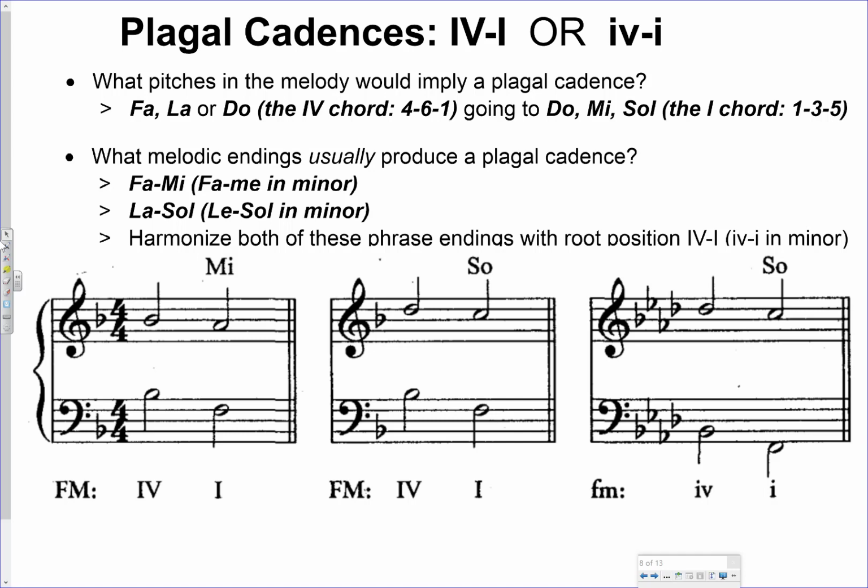What melodic endings usually produce a plagal cadence? You have fa down to mi, or fa down to me if it's in minor, or you can have la to sol, or lay to sol if it's minor. So you can harmonize both of these phrase endings with the root position 4-1. Plagal's easy.